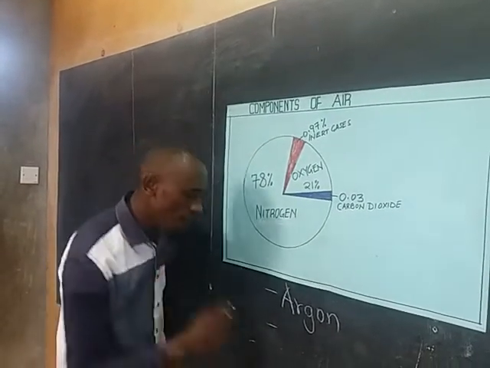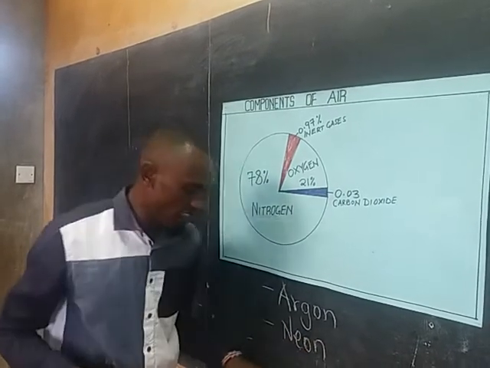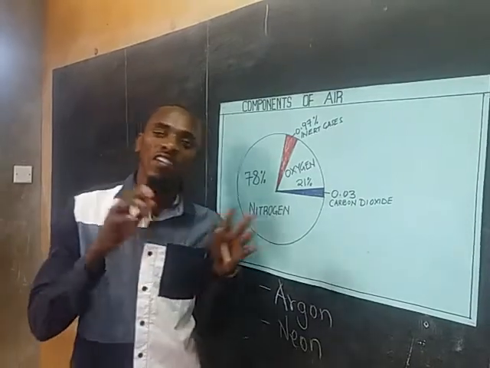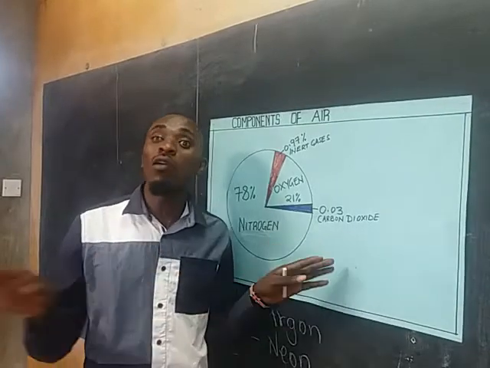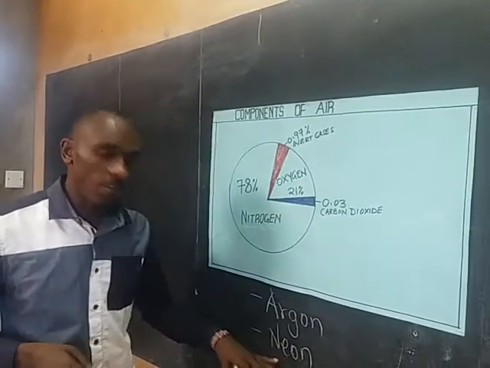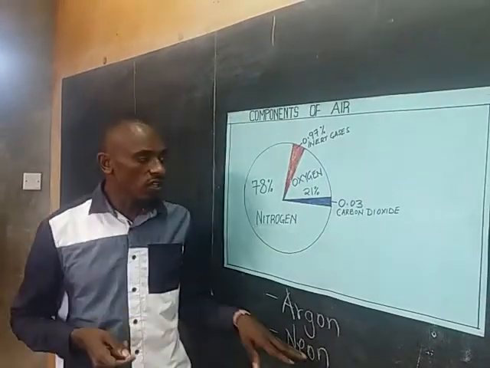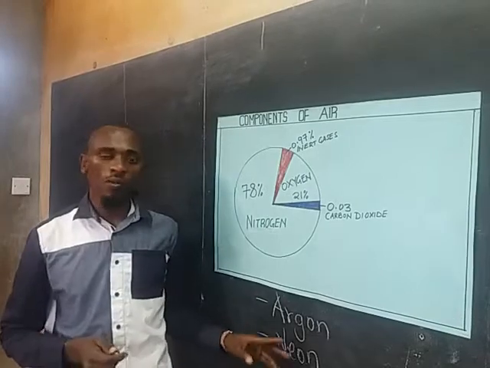Now, we also have neon. Neon is a gas that is used in neon lights, the ones that are used for advertisement, the very colorful lights that you see when you visit towns at night. So, neon is used in advertisements. Those are the two most common rare gases.